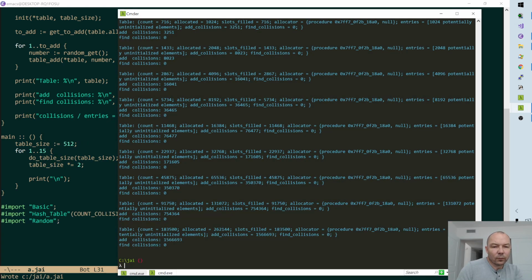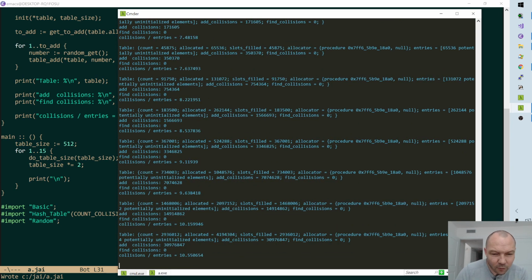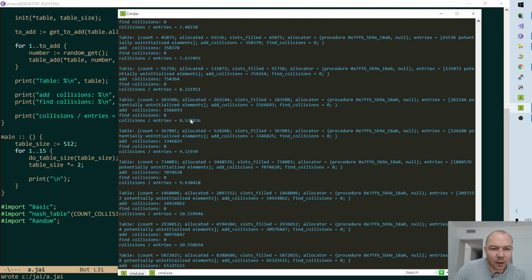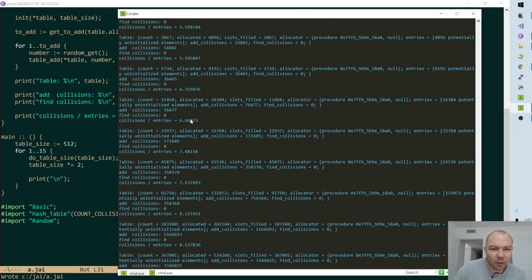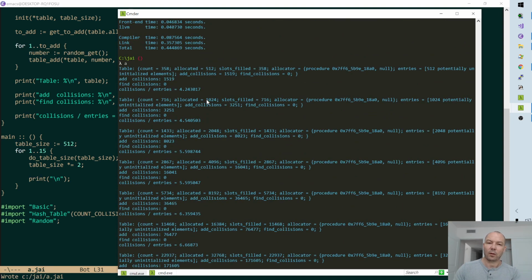All right. Oh, it's starting to slow down as we get chunky there. Okay. 11, 10, 10, 9, 9, 9, 8, 8, 7, 7. Yes. So you can see that this grows with table size.